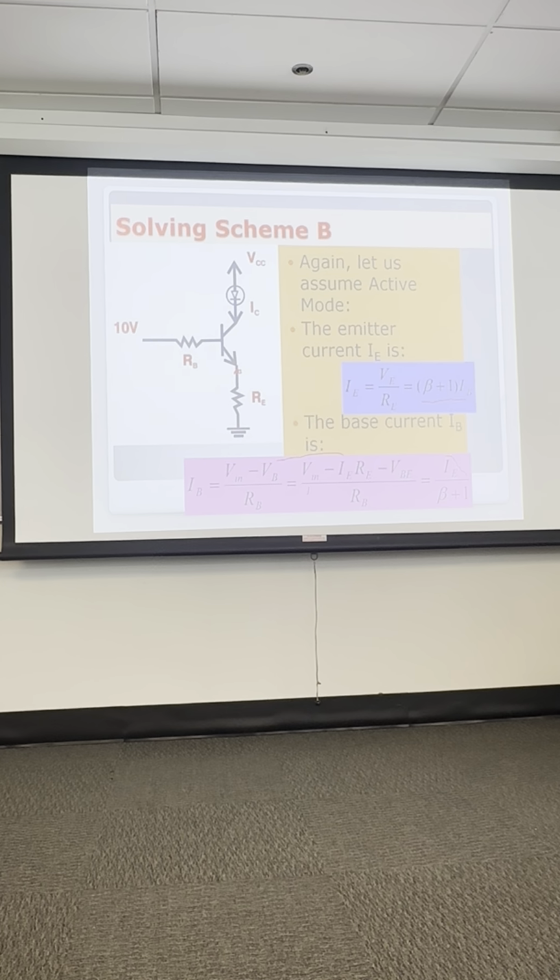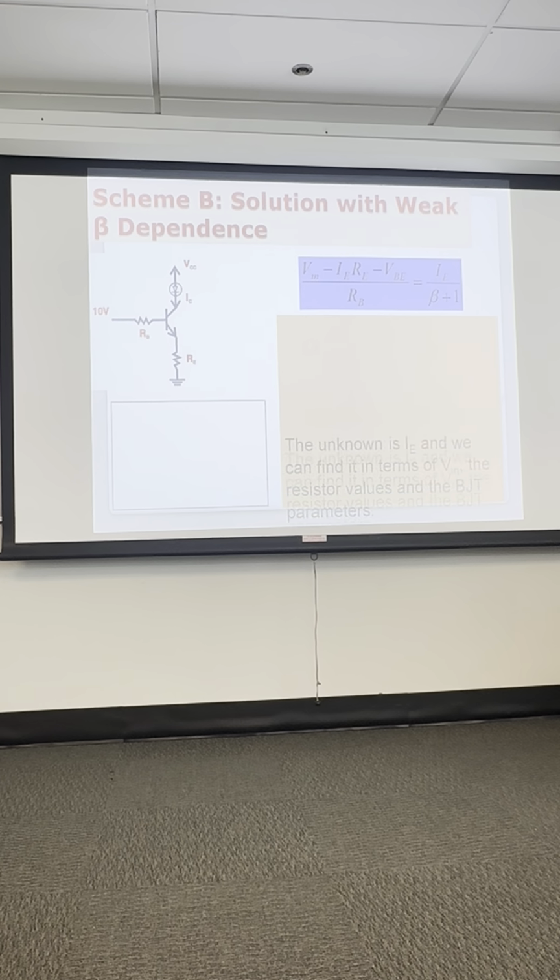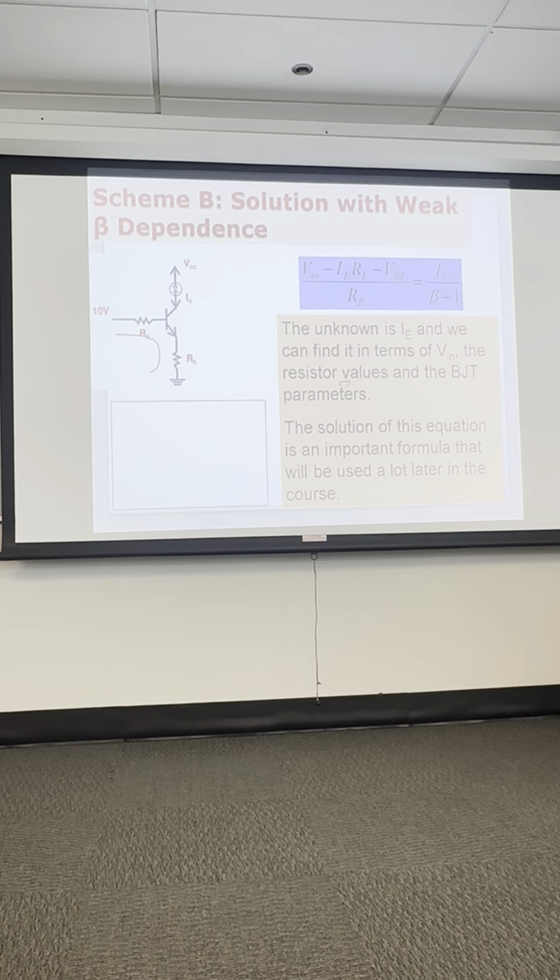Now, we can do an analysis of the base emitter loop. Do an analysis of the voltage drop in the base emitter loop here. And you can write it out on paper. However, it basically goes up to this equation here. Go ahead and solve this equation for I sub E.